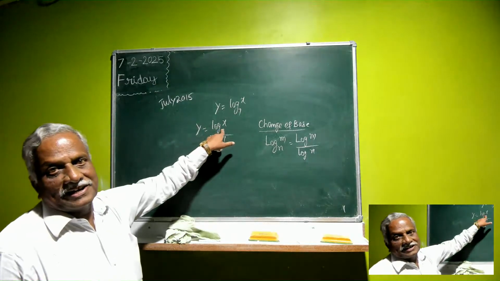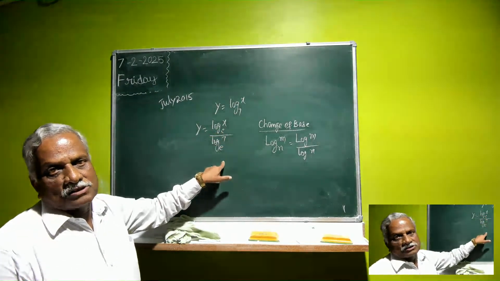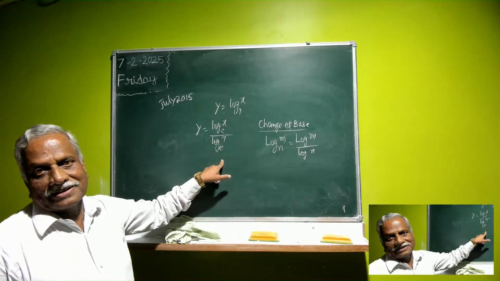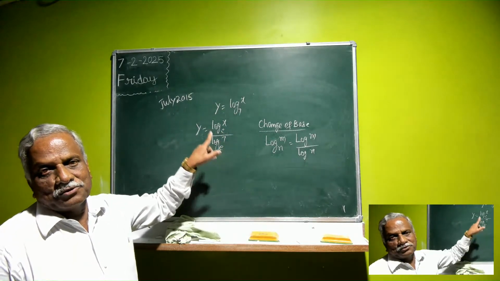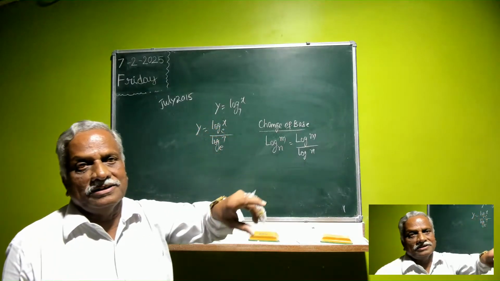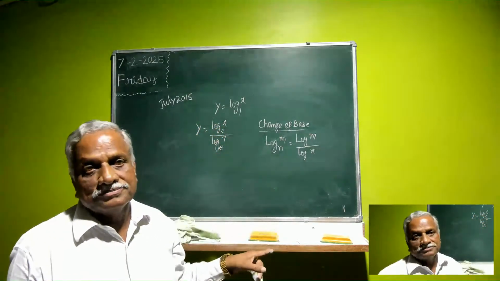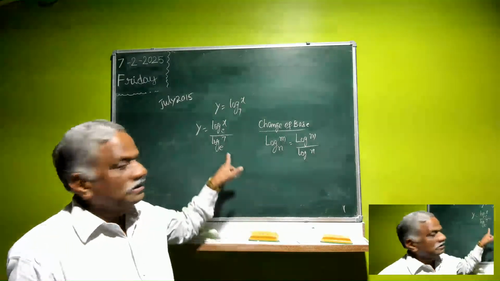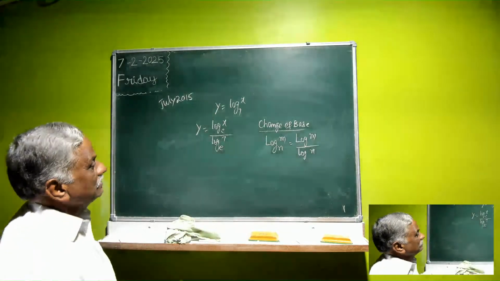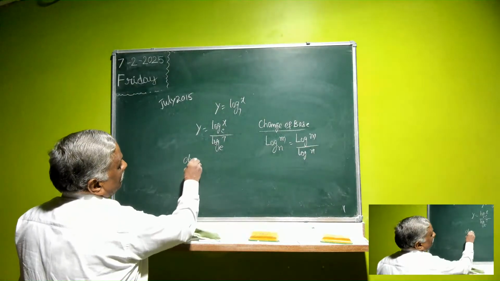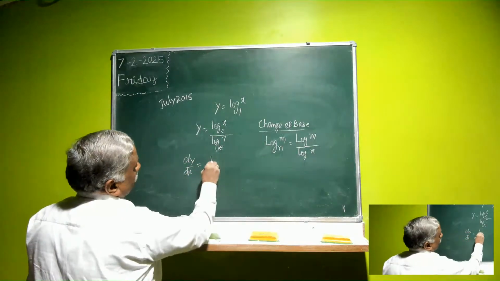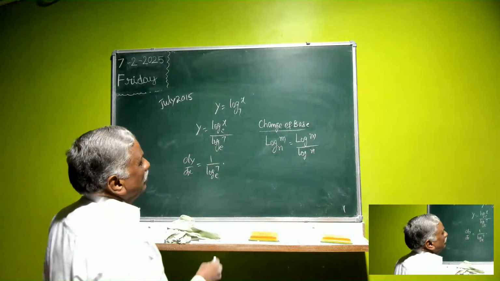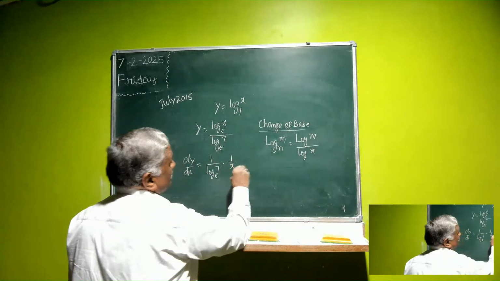Now I can differentiate this. This also I can differentiate, but log 7 to base e is a constant. I've told you in the beginning, if there is a constant, it will not trouble you. Wherever it is, leave it there and differentiate. This is the denominator, so let us leave that there only. dy by dx is equal to 1 over log 7 to base e, then log x differentiation is 1 by x.